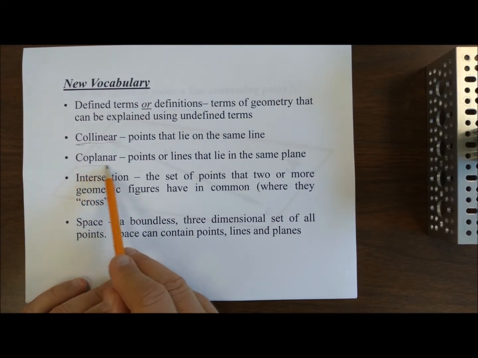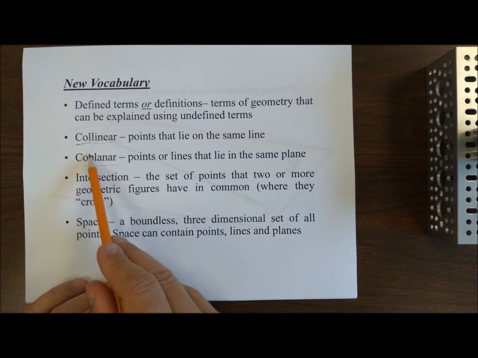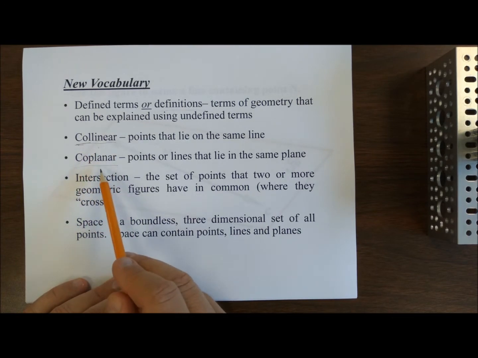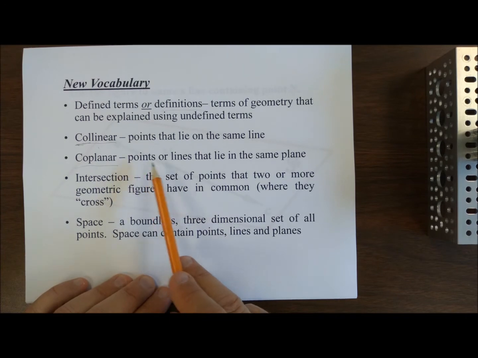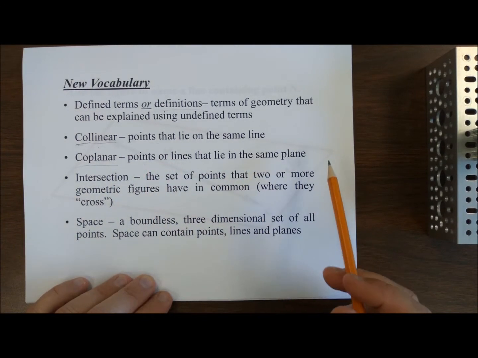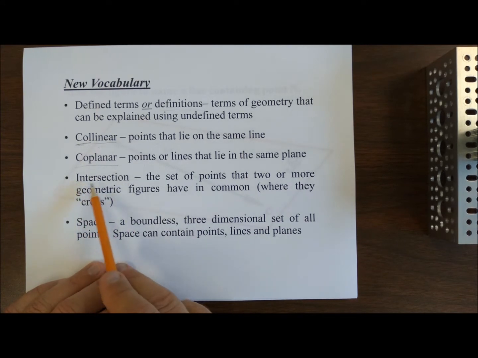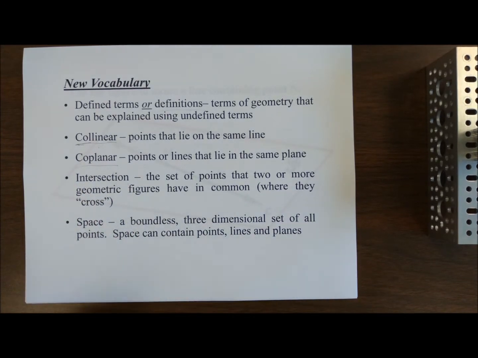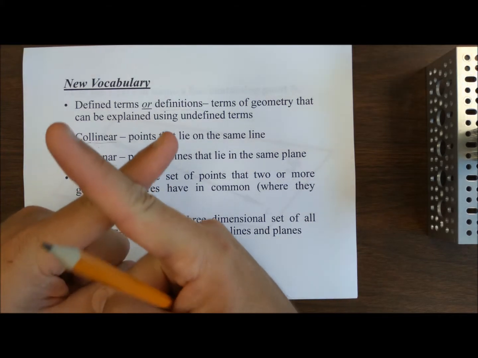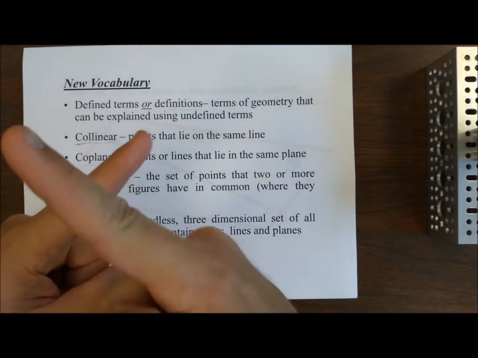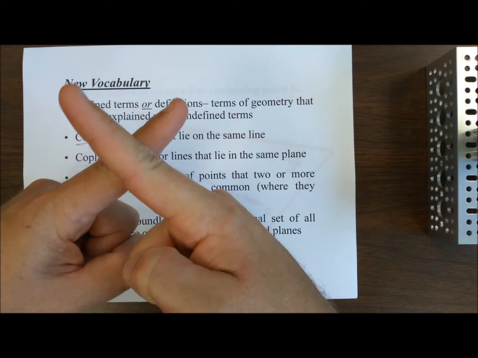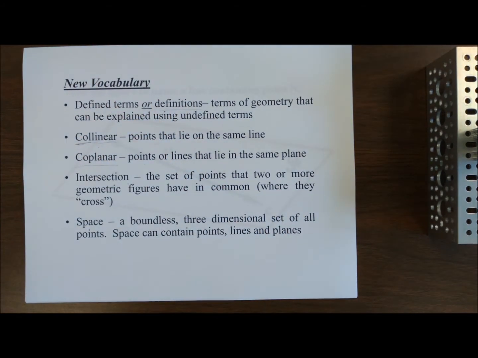Likewise, we have this term coplanar, which implies things that share the same plane. So this could be points or lines that lie in the same plane. Intersection: when we talk about an intersection, we're talking about the set of points that two or more geometric figures have in common, or you might think of it more simply or visually as, where do they cross? If these were two lines, we would say they cross at their intersection.